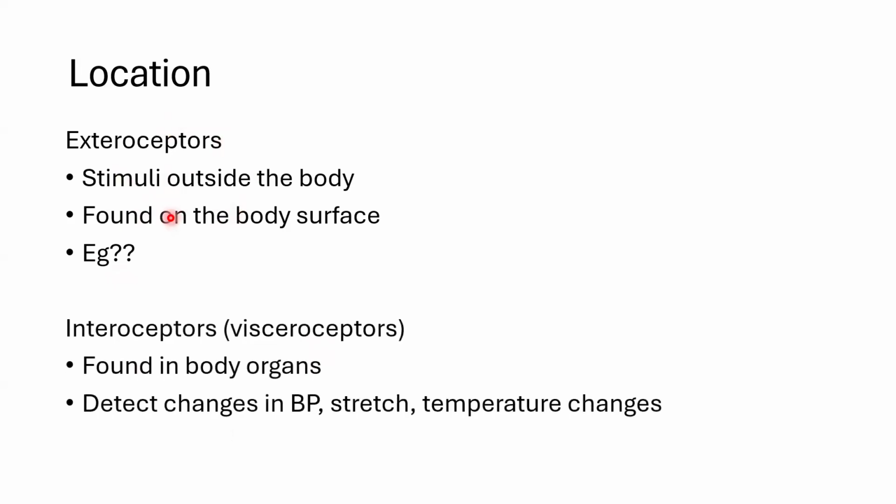Then you have interoceptors, which are also known as visceral receptors. The sensations are inside the body, so they are found in the body organs. They detect changes in blood pressure, changes in stretch, changes in pressure, temperature changes, and so forth. Interoceptors are known as visceral receptors because they are found in various viscera, and viscera are organs.